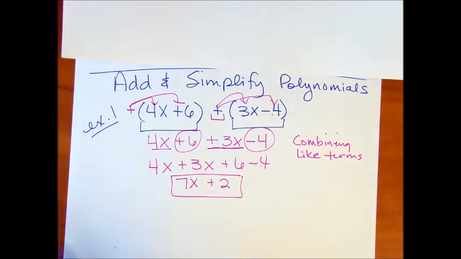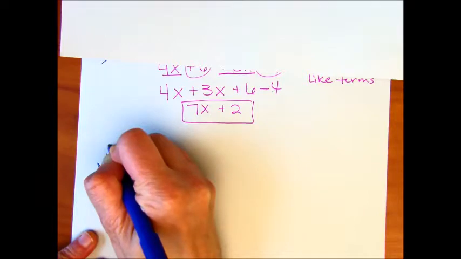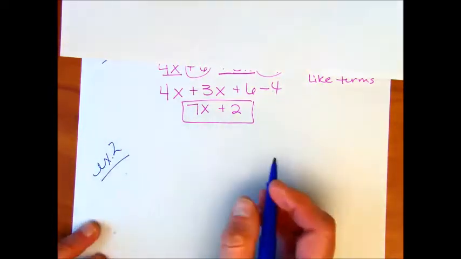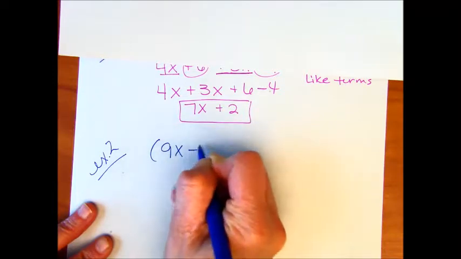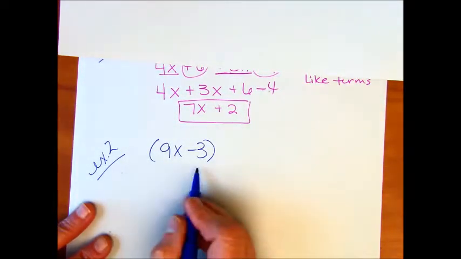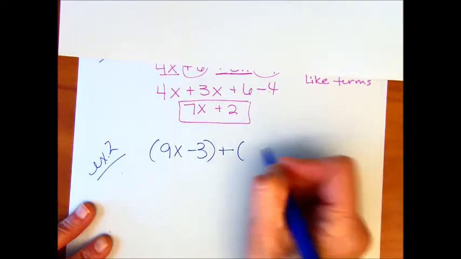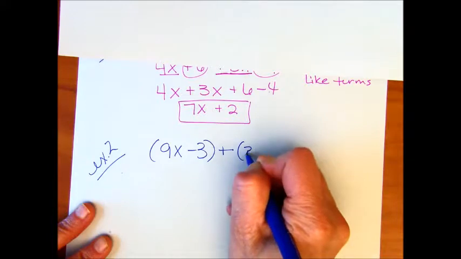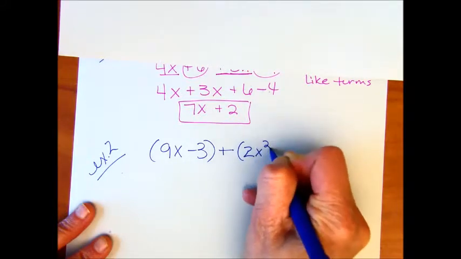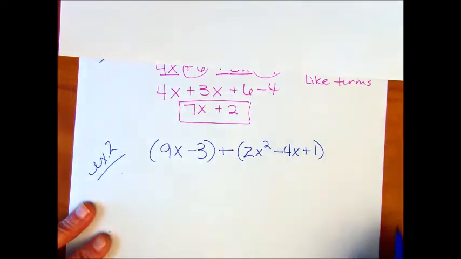Let's do one more addition example. Here we have 9x minus 3. This is a binomial, and we're going to add to that a trinomial. A trinomial is an expression that has three terms in it, and this will be 2x squared minus 4x plus 1. Okay, this is a 2.